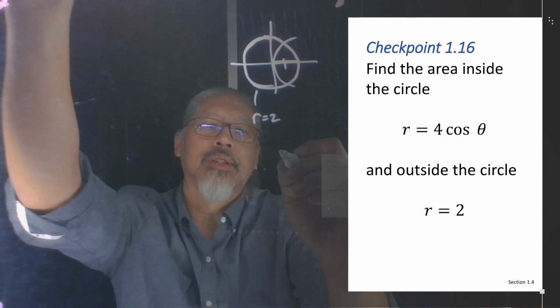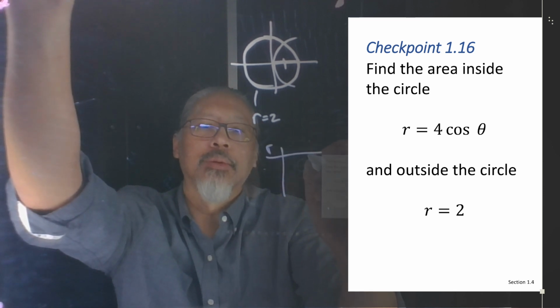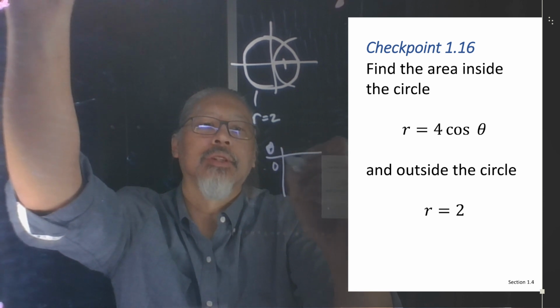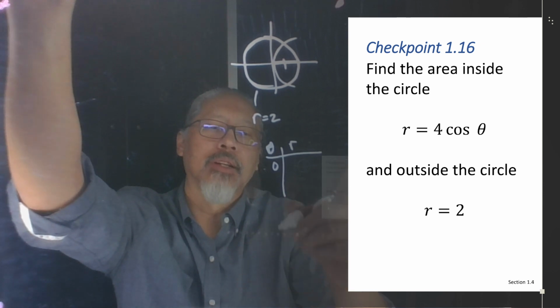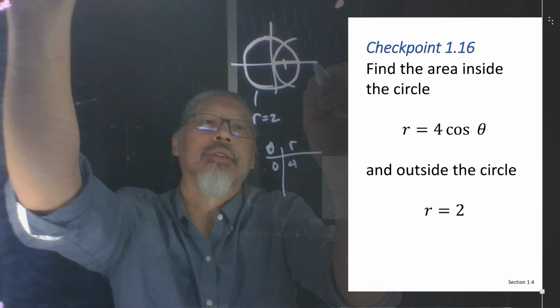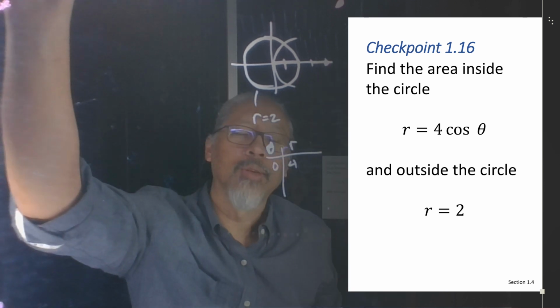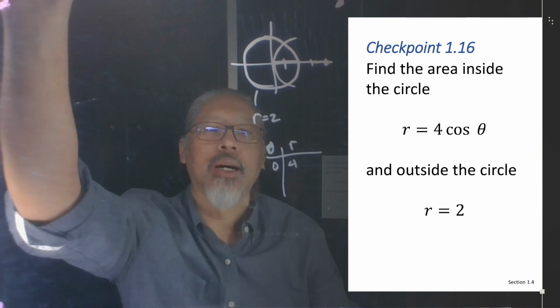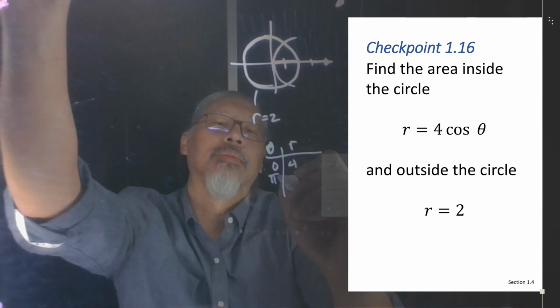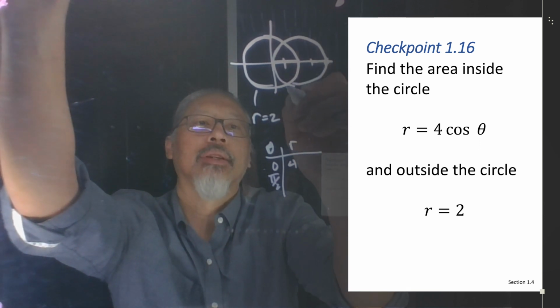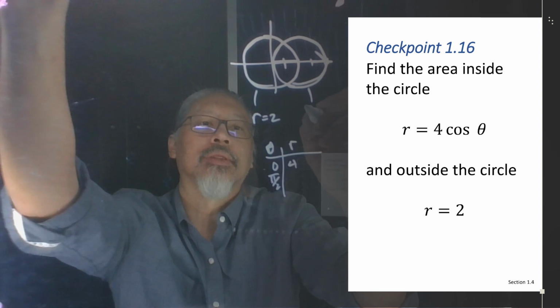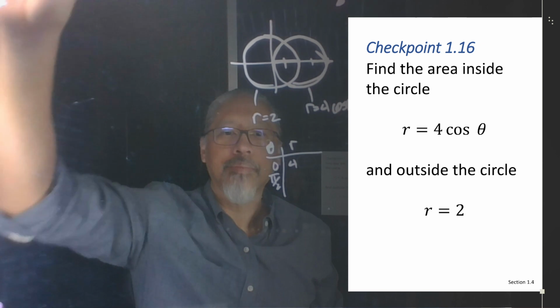But we can try a couple of points. If theta is equal to 0, then 4 cosine of 0 is 1, so that's going to give us an r of 4, and at pi over 2 it'll be 0, so I think it'll come this way. So these are the two circles. r is equal to 4 cosine theta.